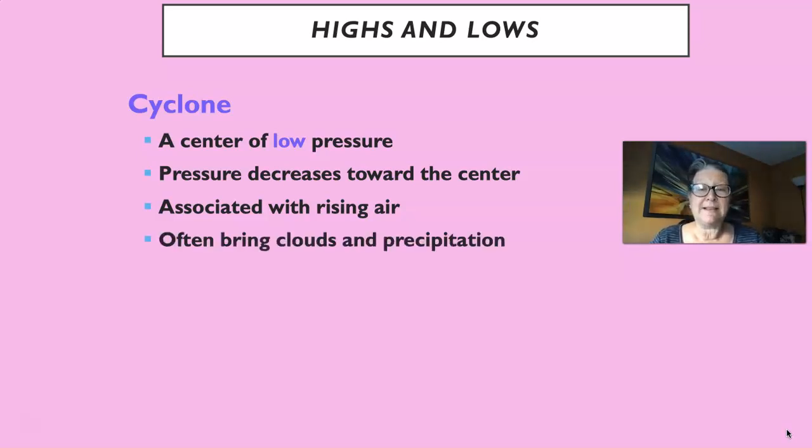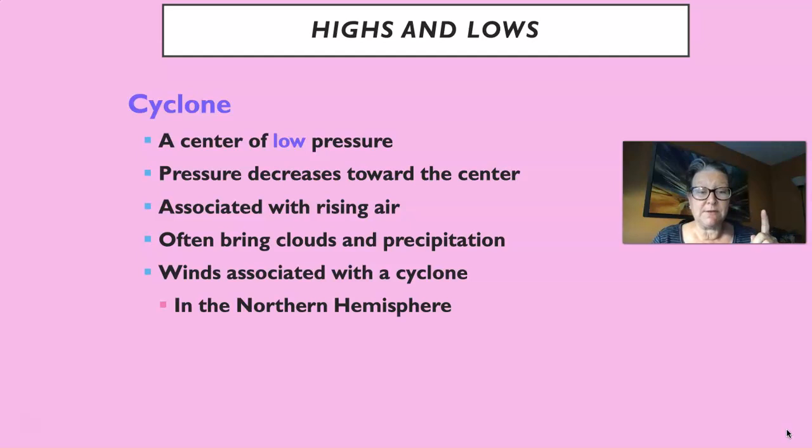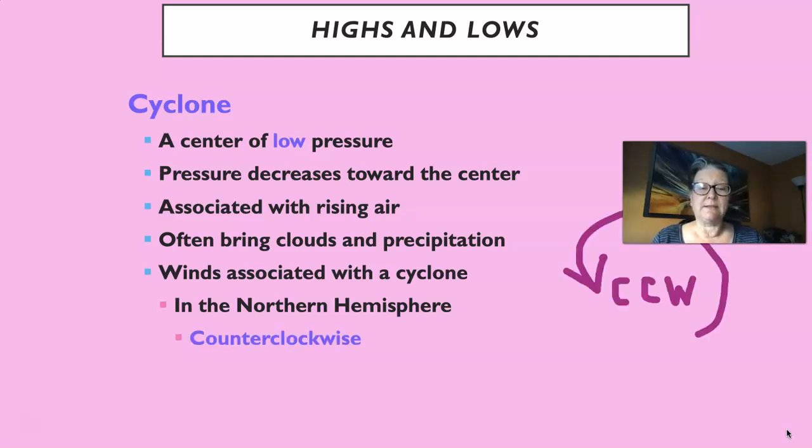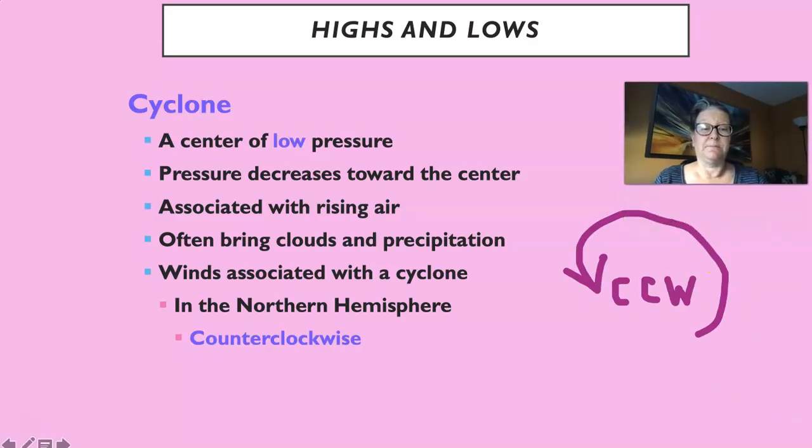It often brings clouds and precipitation because remember, rising air cools, condenses, forms clouds, and forms rain. Winds associated with a cyclone in the northern hemisphere rotate counterclockwise, which goes in this sense as I show here. In the southern hemisphere, low pressure systems go clockwise.